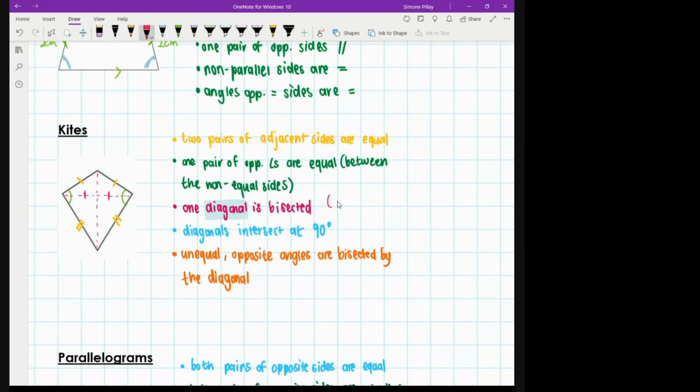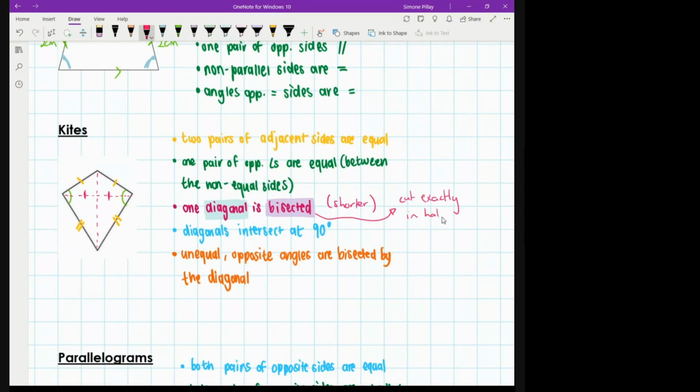So let me actually make a note here. Your shorter diagonal is the one that is bisected. And if you're also confused about this word bisected, all that it means is that it's cut exactly in half. Okay?